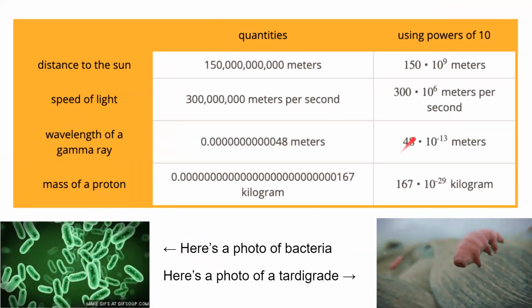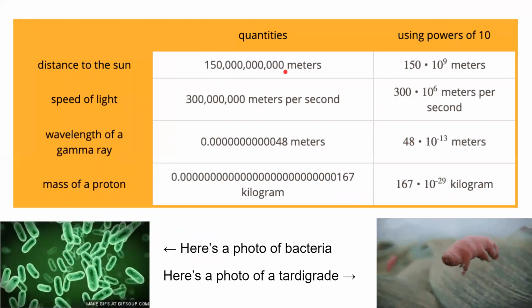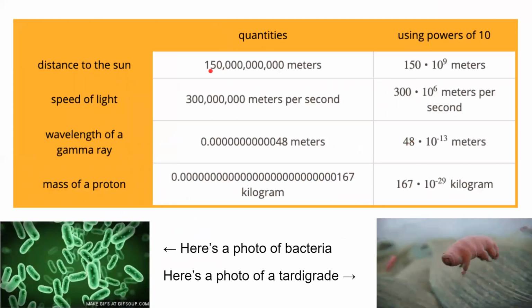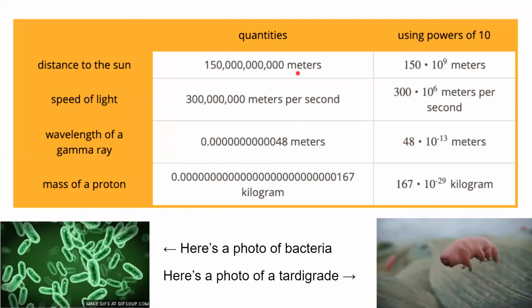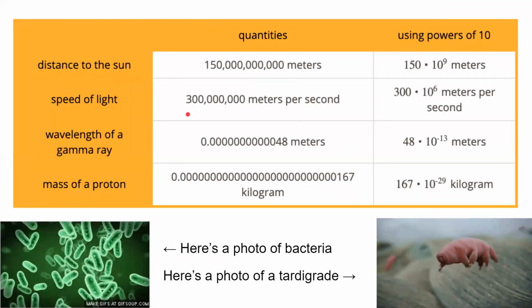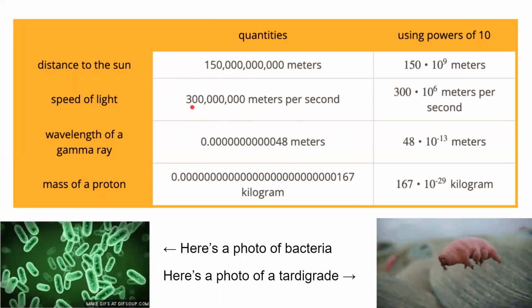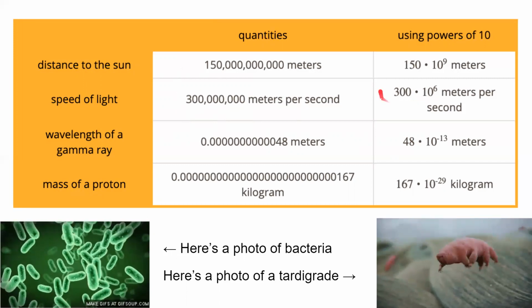And here is some example of what you could have written. You might have written the distance to the sun is 150 billion meters, or you could write it as 150 times a billion, or 10 to the 9th meters. And as our first example said, the speed of light is 300 million meters per second. So you could write it out 300 million, or maybe you wrote it as 300 times a million, or 300 times 10 to the 6th power.